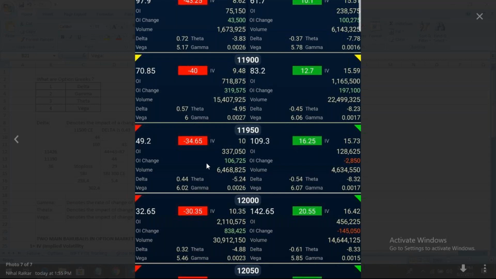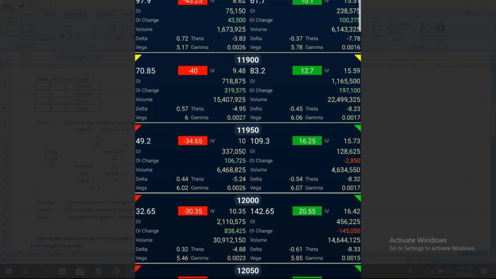Understood? So the most important part in option Greeks is only and only delta. Everything is covered in delta. If you understand delta perfectly, then you can buy premiums, whichever premium you are buying, Nifty, Bank Nifty, stocks, call, put, whatever you are buying, please see delta.